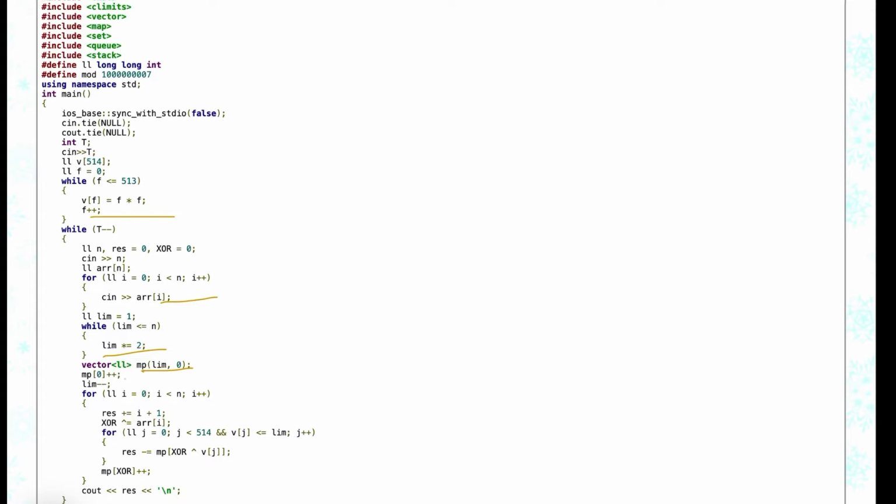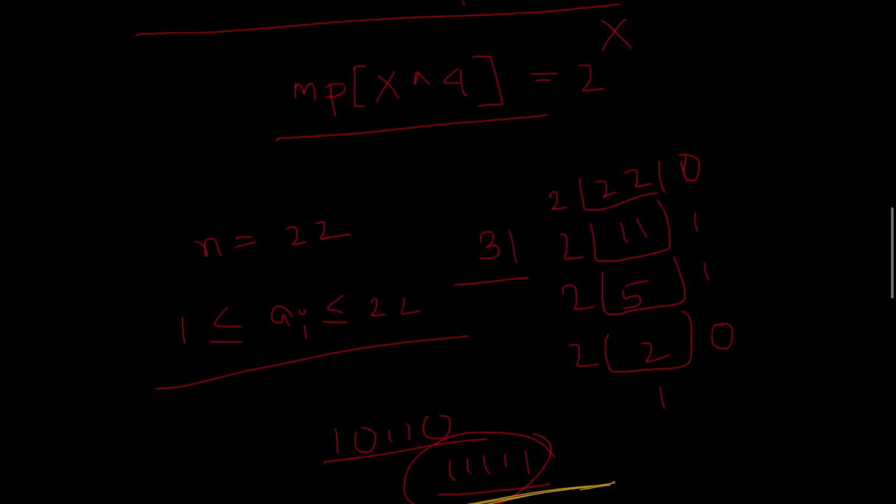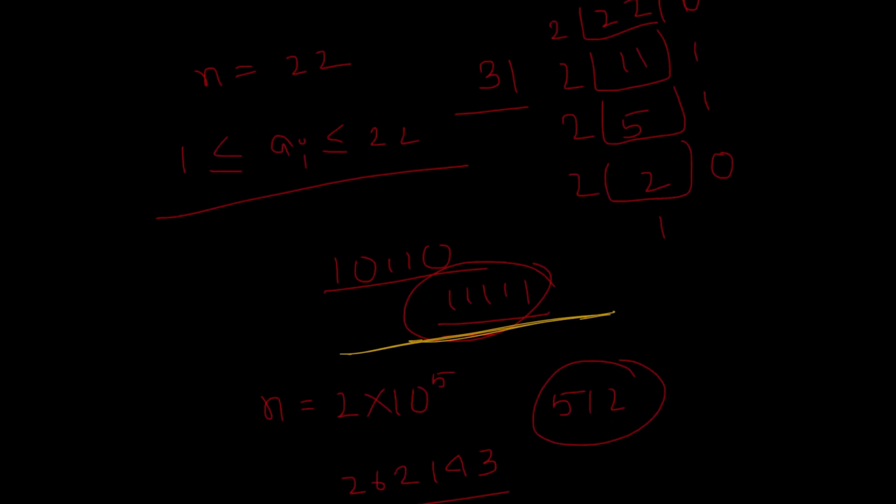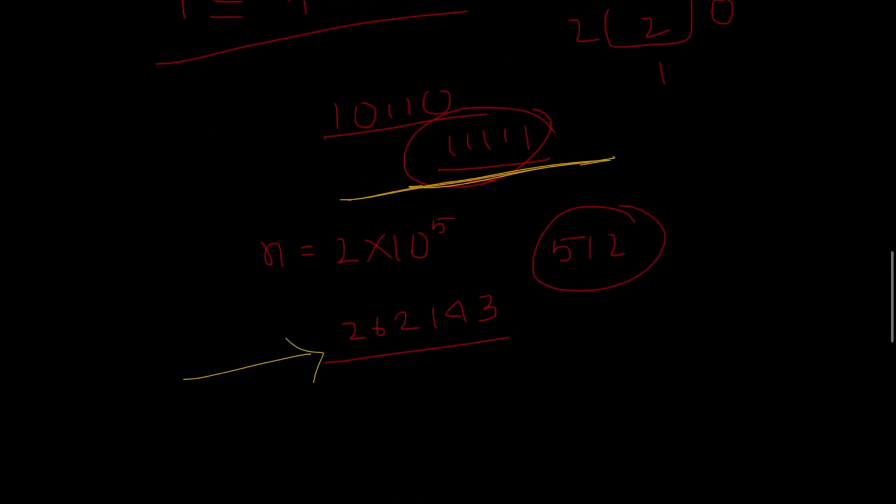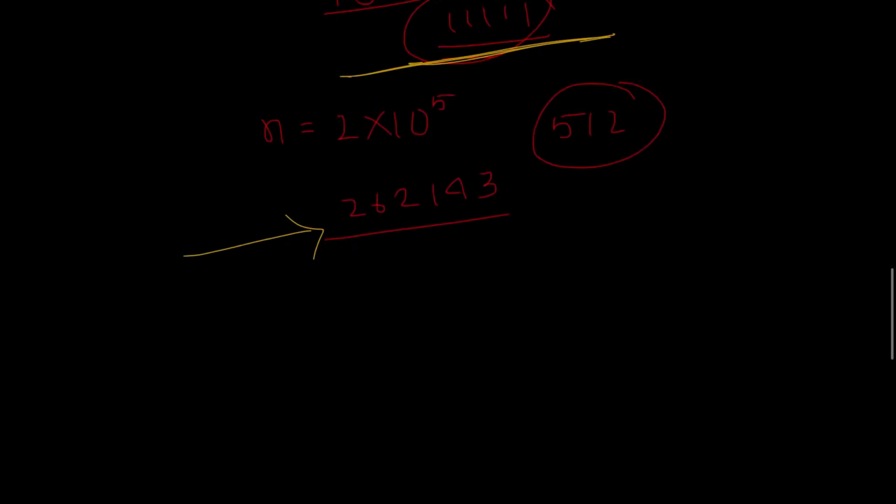So we have first incremented mp of 0. Here we have incremented mp of 0 because initially we are considering the empty subarray which will have the XOR as 0. We are taking limit minus minus because limit was a power of 2, and we have to take one number lesser than that. Just like here you can see, while I was calculating this, I have subtracted 1 from it. The power of 2 was 262,144, and I have subtracted 1 from it.